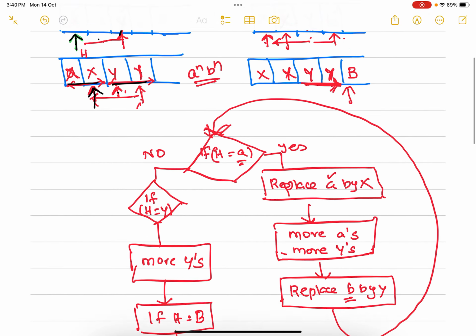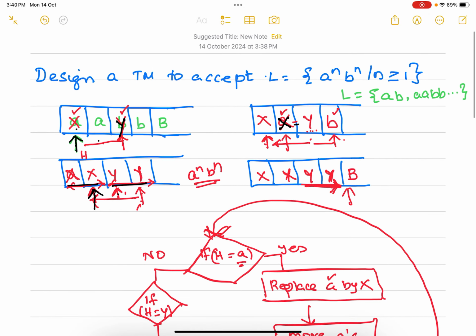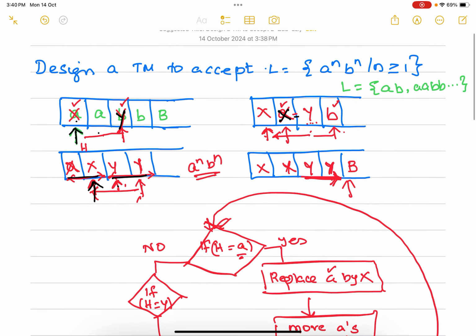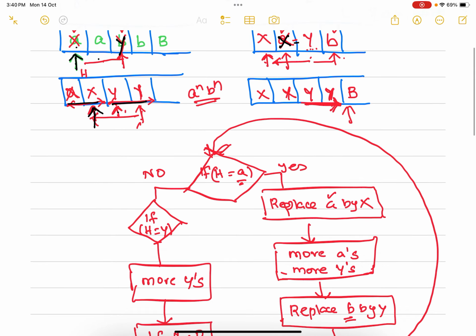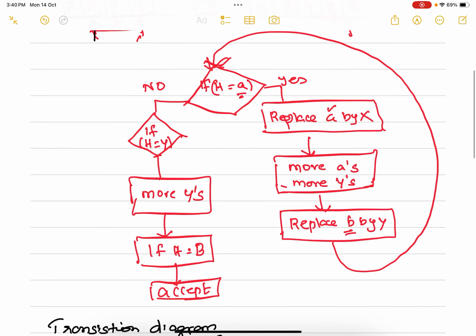So in the last video, we designed a Turing machine to accept L = a^n b^n such that n ≥ 1. We saw the logic of how we are placing the string and how we are replacing the a value with x. For every b value, once it is visited, we are changing that b value to y. That we have seen, and this is the algorithm we are going to follow.